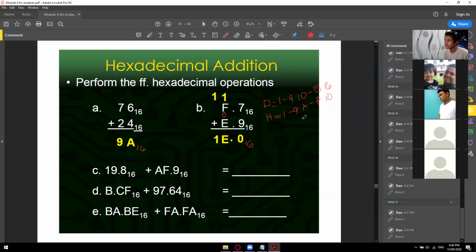Nakakalito yung mga letters. So basta sa hexadecimal, pag 10, A na yun. Hanggang 15, which is letter F. Pag nag-exit, yes, 16, so 10 na yun. So 10 to 19, and then after that is 1A. So, hindi naman siguro kayo aabot dun. Okay, sir.